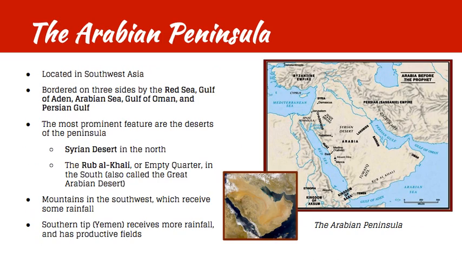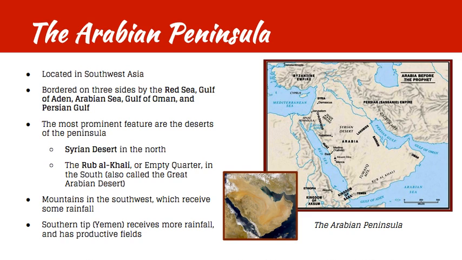Let's get started. The Arabian Peninsula lies in Southwest Asia and is part of what we consider the Middle East, but more accurately Southwest Asia. It's bordered on three sides, as peninsulas usually are, by the Red Sea, the Gulf of Aden, the Arabian Sea, Gulf of Oman, and the Persian Gulf. There's also a Strait of Hormuz in there, but you don't need to know that.